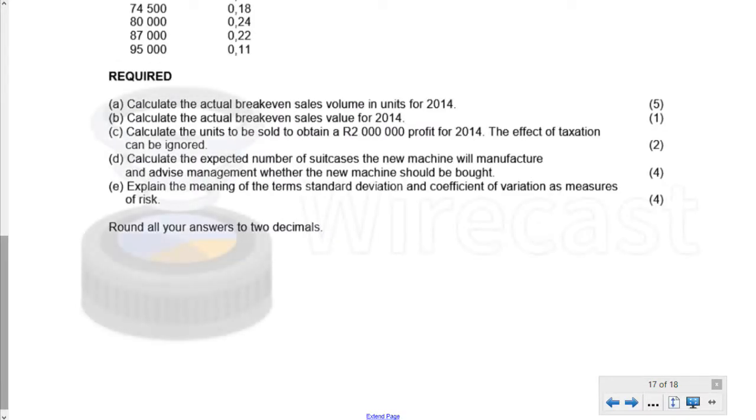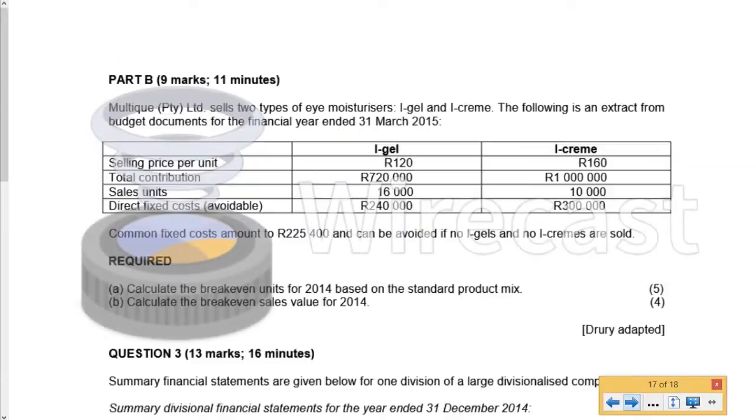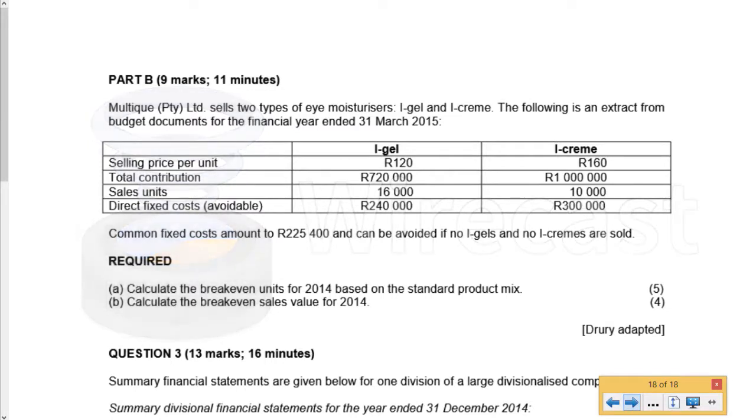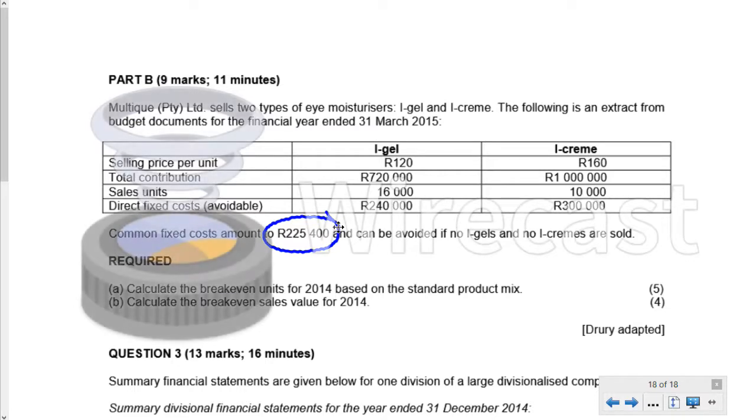Then part B asks you to calculate break-even for multiple products. So here, a company called Multique. They sell moisturizers, eye gel and eye cream. And here's the information for the products. And there are common fixed costs. Here are the common fixed costs. And they ask you to calculate break-even units using the standard mix and to calculate the break-even sales value. So this is multiple product break-even. Yeah. So a typical exam question. Probably a bit longer than what would be typical for this section of work, but you just never know in the exam what will come up.